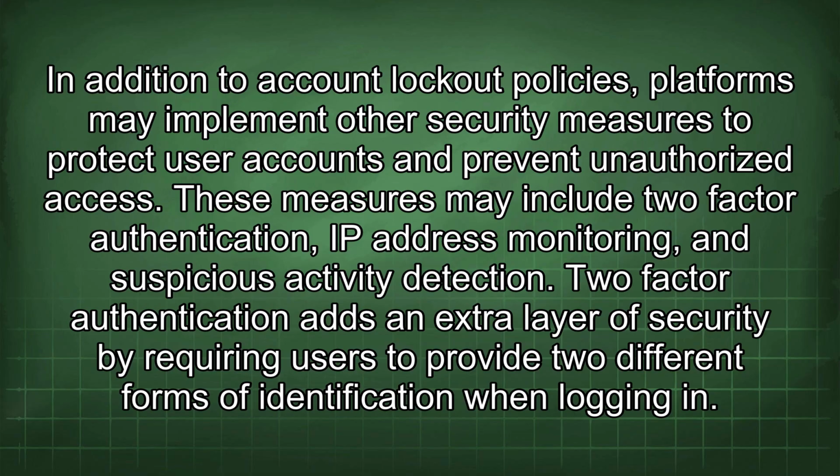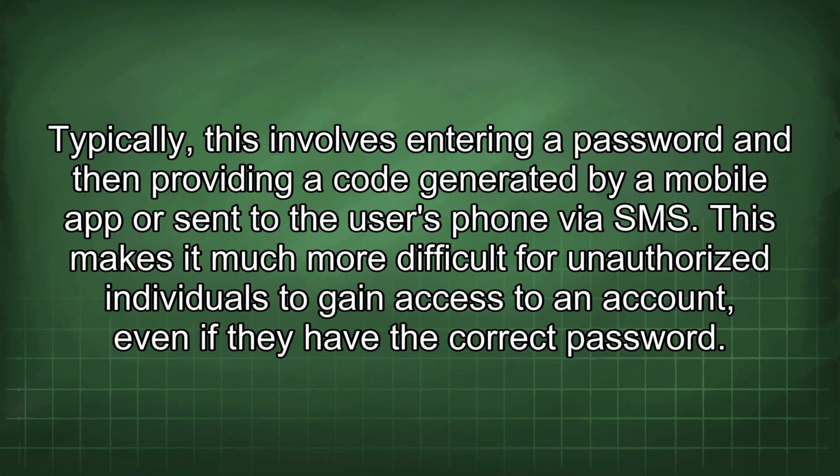In addition to account lockout policies, platforms may implement other security measures to protect user accounts and prevent unauthorized access. These measures may include two-factor authentication, IP address monitoring, and suspicious activity detection. Two-factor authentication adds an extra layer of security by requiring users to provide two different forms of identification when logging in. Typically, this involves entering a password and then providing a code generated by a mobile app or sent to the user's phone via SMS.